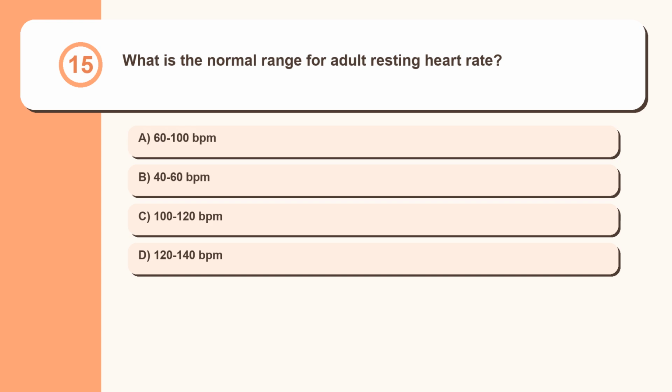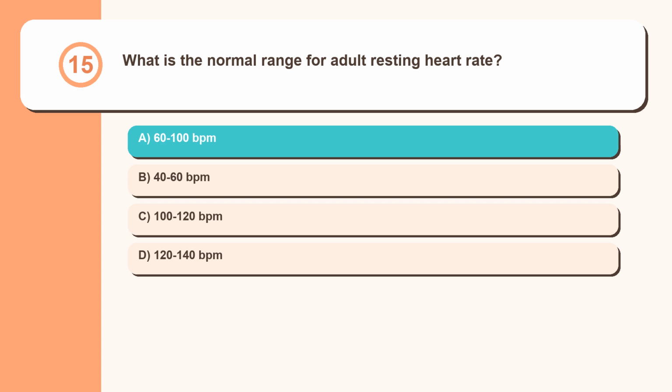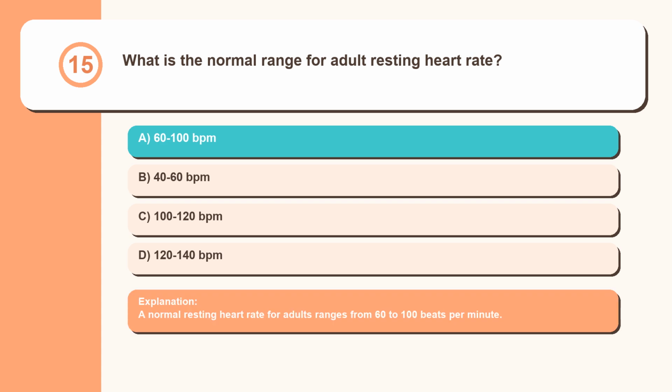Question 15. What is the normal range for adult resting heart rate? 60 to 100 bpm, 40 to 60 bpm, 100 to 120 bpm, 120 to 140 bpm. A normal resting heart rate for adults ranges from 60 to 100 beats per minute.